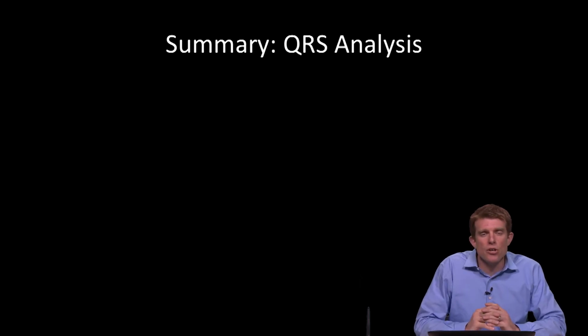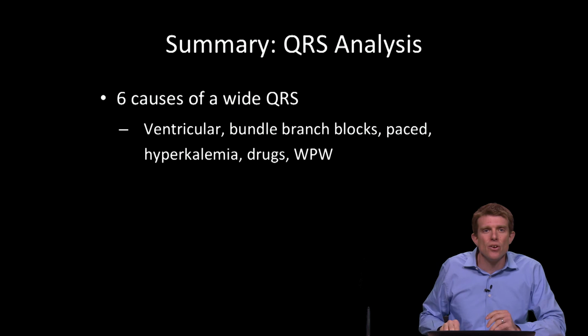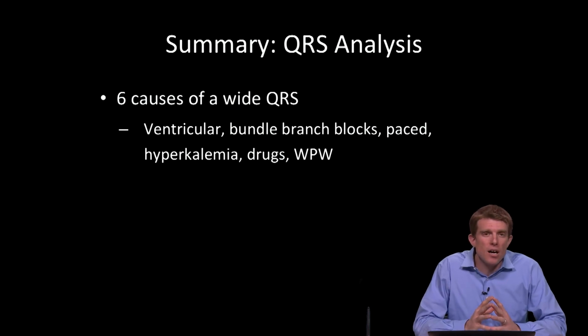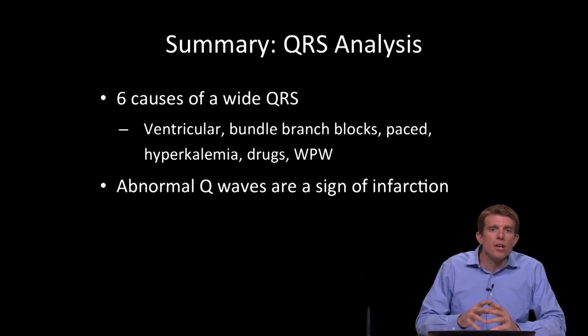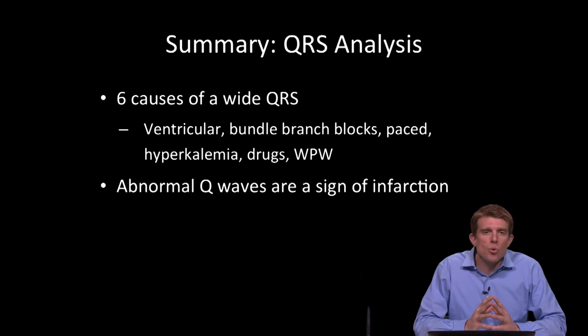So in summary, our QRS analysis. We want to remember our 6 causes of the wide QRS as listed here. And we want to remember that abnormal Q waves, okay, especially large Q waves, can be a sign of a prior infarction or even an acute myocardial infarction in the right setting or other findings on ECG.